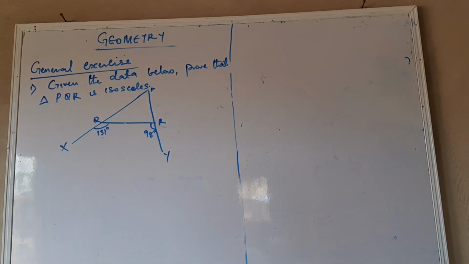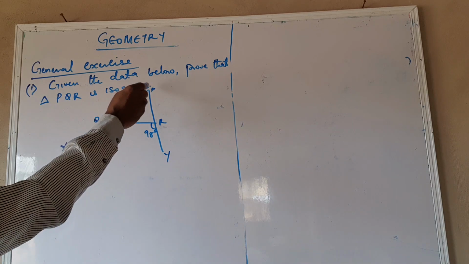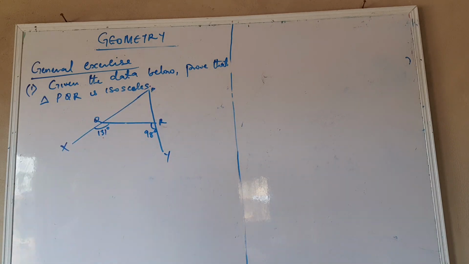While still trying to consider the continuation general exercise on Theorem 5, which has to do with isosceles triangle, let's look at this exercise. It says that given the data below, prove that triangle PQR is isosceles. So let's look at it from here.